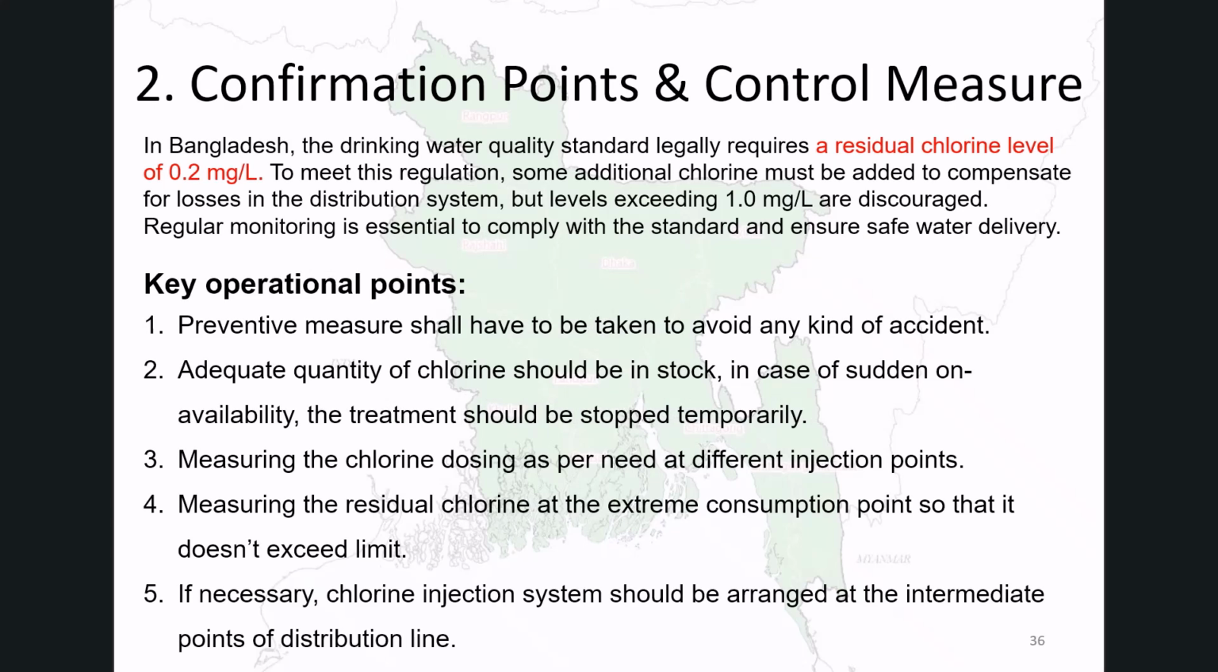In Bangladesh, drinking water standards require residual chlorine levels between 0.2 and 1.0 milligrams per liter throughout the system. Levels exceeding 1.0 milligrams per liter are discouraged because they affect taste and user acceptance. Several key operational points are listed here.